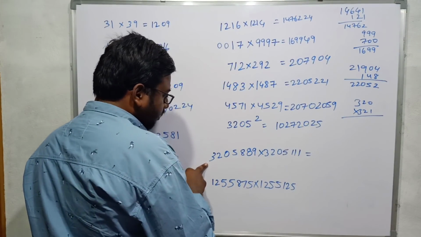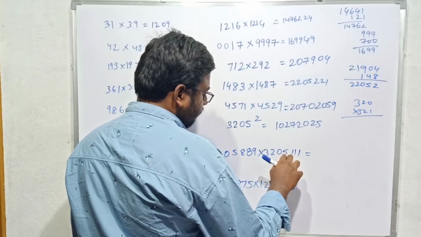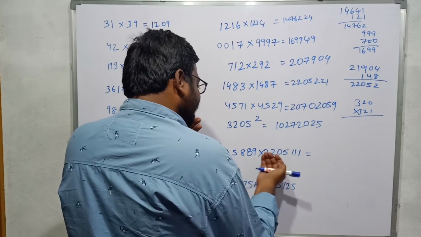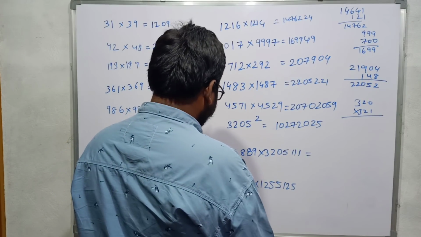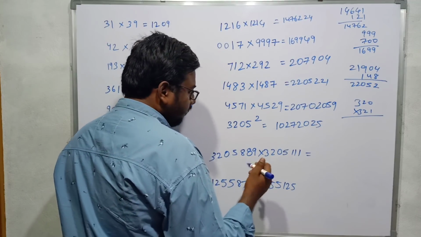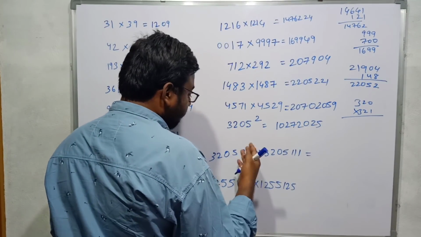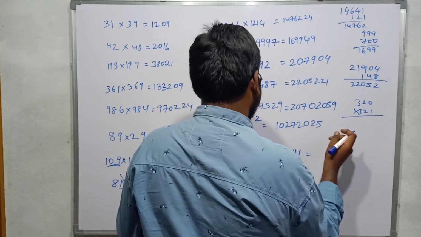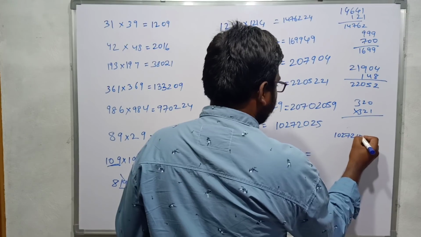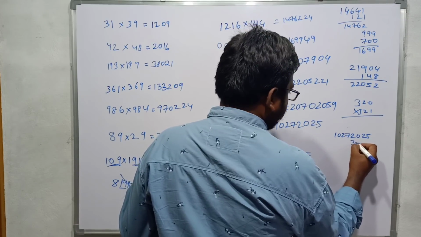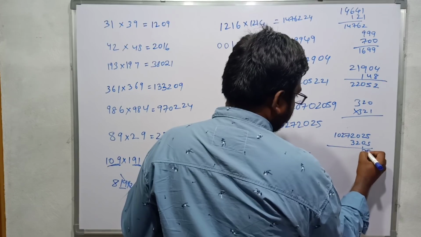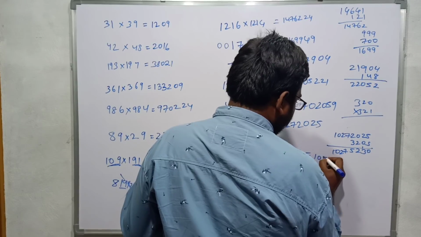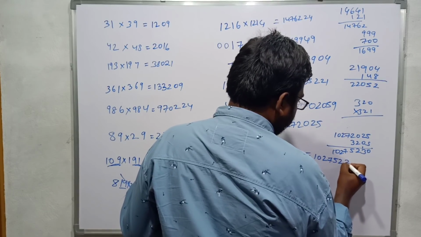Here 3205, 889, 3205, 111. 889 plus 111 is 1000. So 3205, 3205 same. So I can apply this here. So 3205 square plus 3205, that is nothing but I am calculating 3205 into 3206. 3205 square is 10272025 and 3205. 10275230.